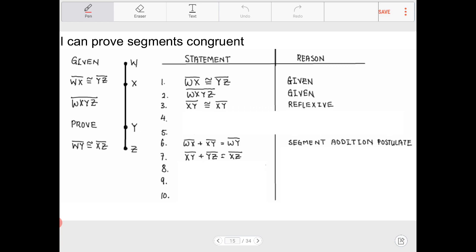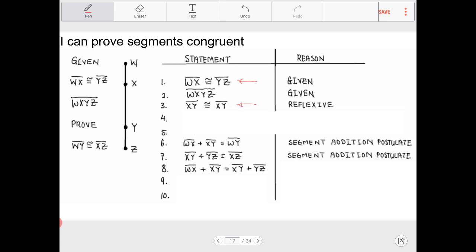And this is, again, for the same reason, segment addition postulate. Now notice I have, in line 1 and line 3, WX is congruent to YZ, and in line 3, XY is congruent to XY. What would happen if I were to add lines 1 and 3 together? I would end up with WX plus XY is equal to XY plus YZ, wouldn't I? Right? Again, I'm adding lines 1 and 3 together.